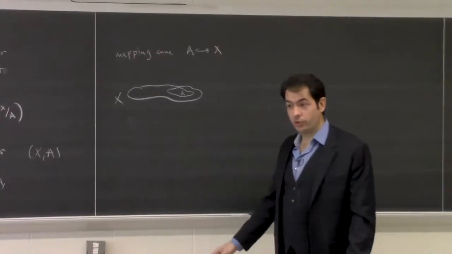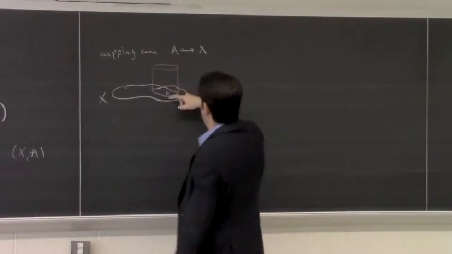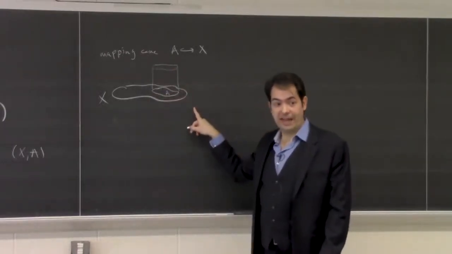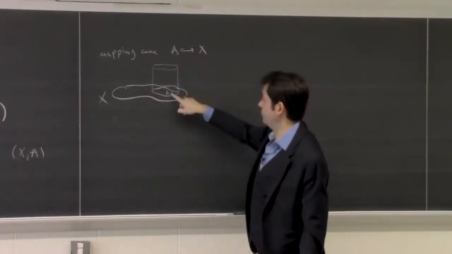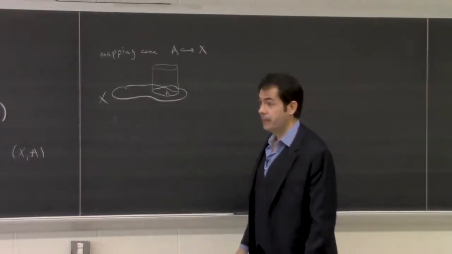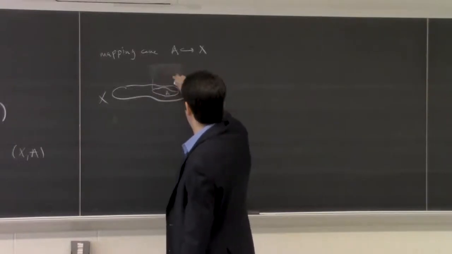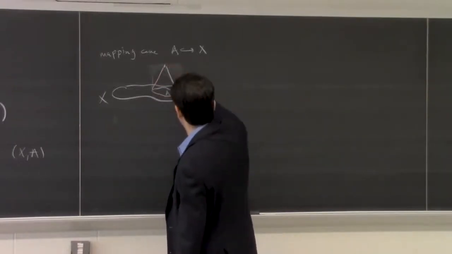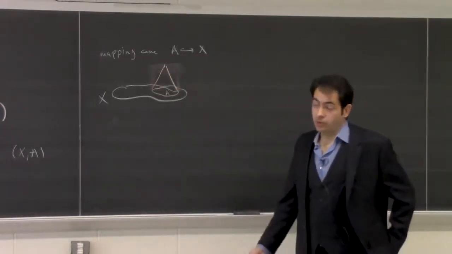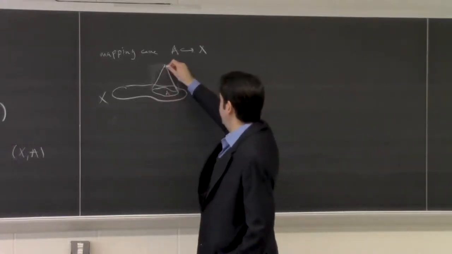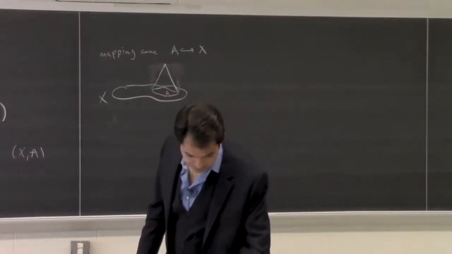The mapping cylinder we've talked about in class: you take a cylinder, A cross the interval, and then you attach it to X by identifying A with its image under the map. Of course, the map is just the inclusion, so you're just identifying A with A as a subset of X. The mapping cone is similar, except that you then collapse the top of the cylinder to a single point. So obviously in this space, anything in A you can contract down to the point.